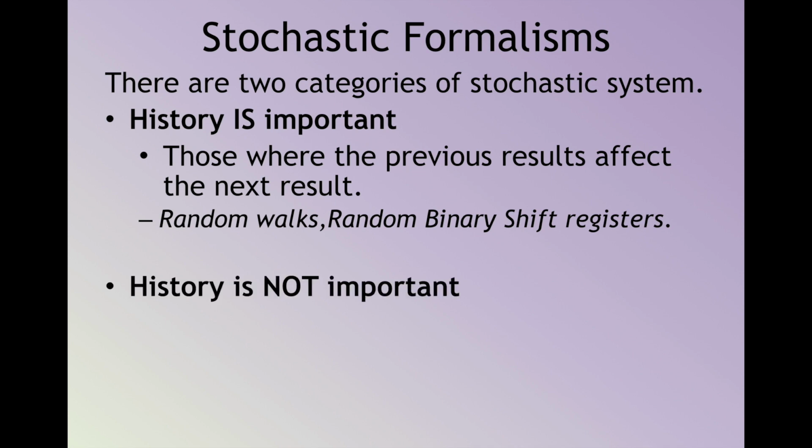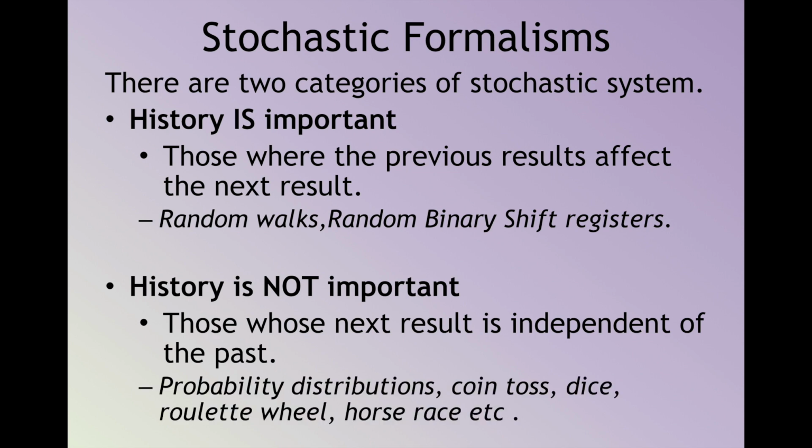The other category is when what happened before has no bearing on what we're doing now. History is not important. If we roll a dice, what happened before has no bearing on what we're going to get. If we toss a coin and the previous 7 were heads, we've still got a 50% chance that the next one will be heads or tails. What happened before? Not important. The next result is independent of the past. Now, we are going to play with a bunch of these, and most of them will be probability distributions.